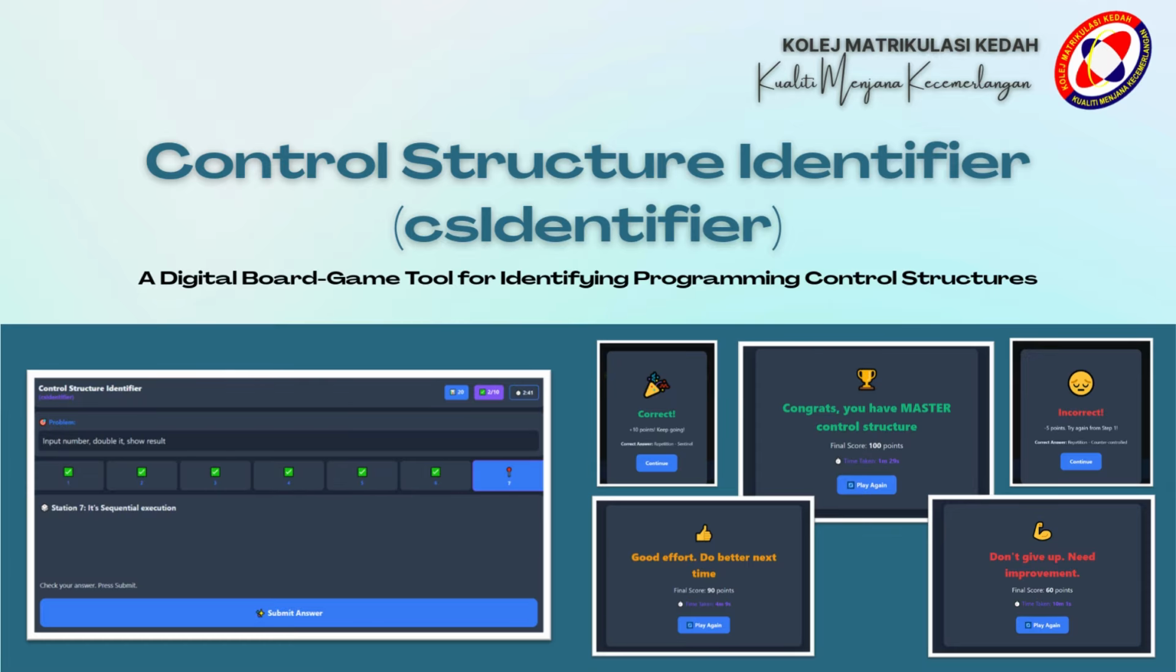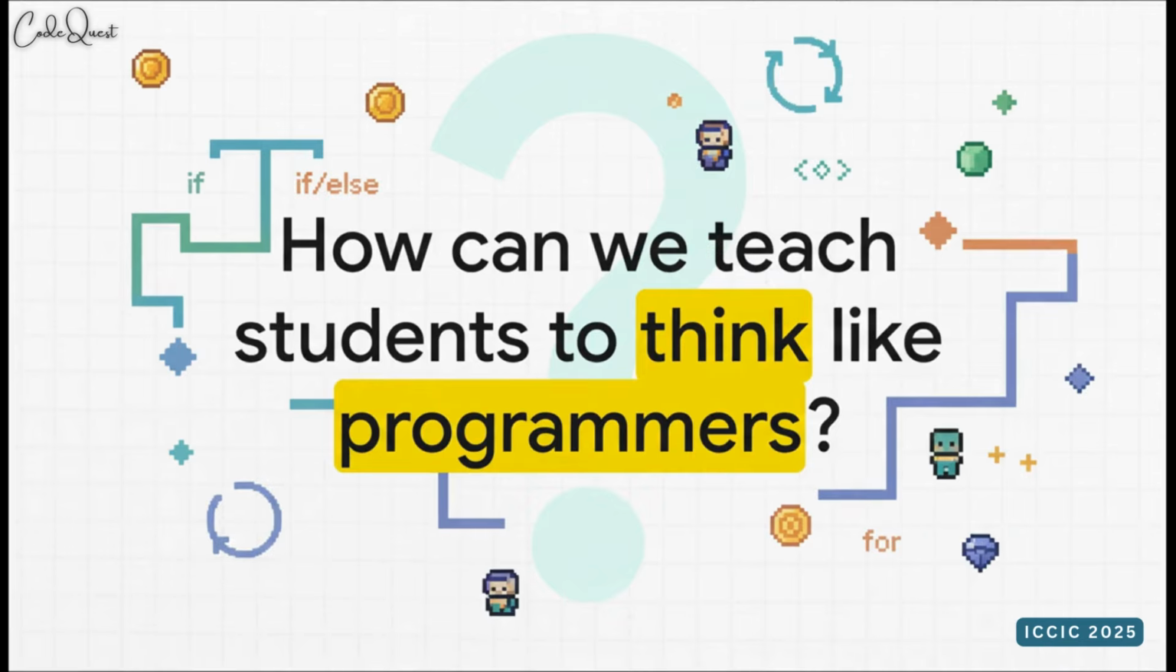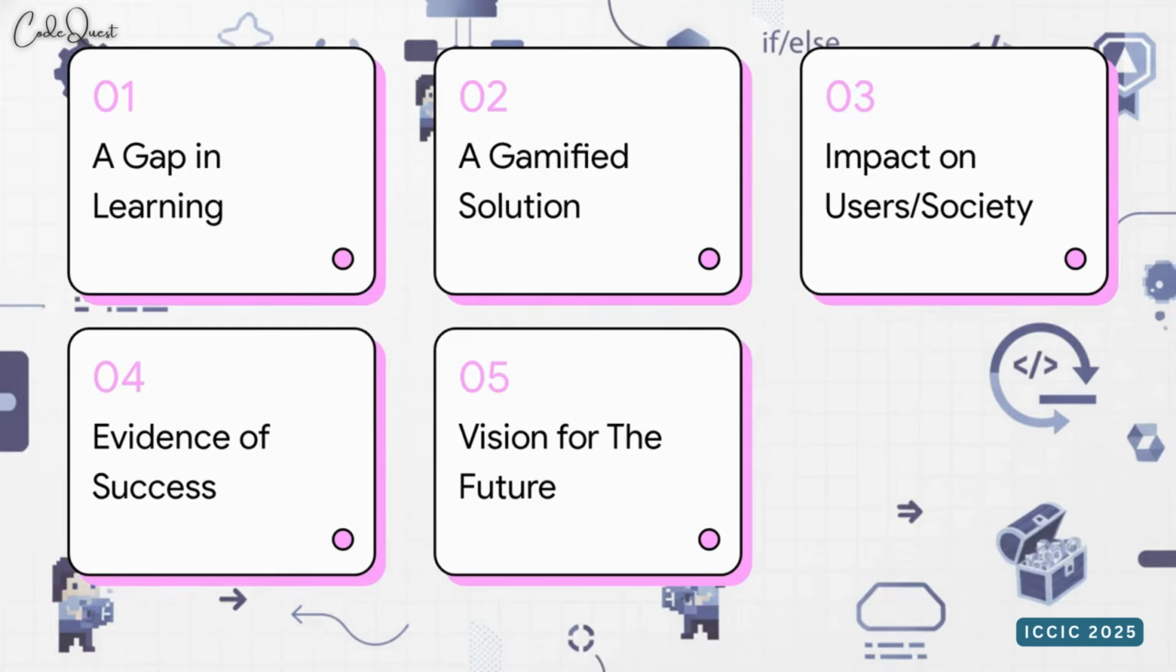It's called the Control Structure Identifier, or csIdentifier for short. Now just think of it as a digital board game, but one that's designed to help students master one of the toughest parts of programming. But this all starts with a really big question, right? How do we get students to actually think like a programmer, especially when there's no teacher around to help them out?